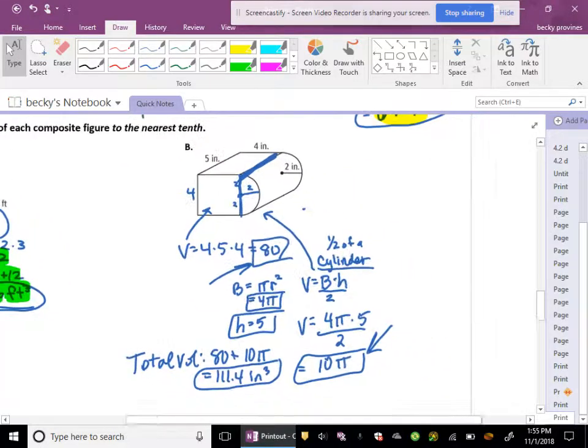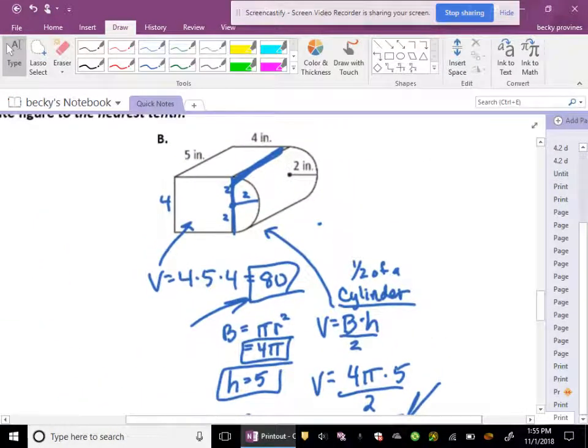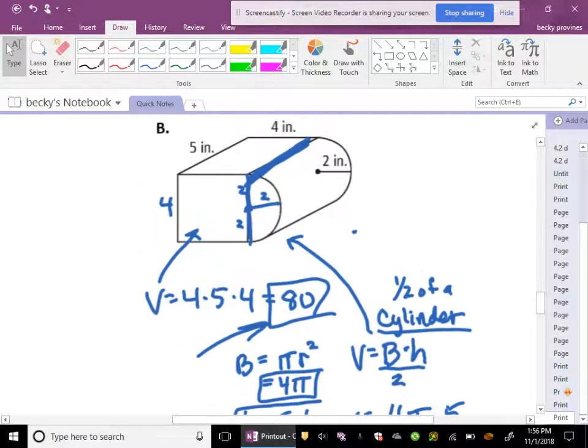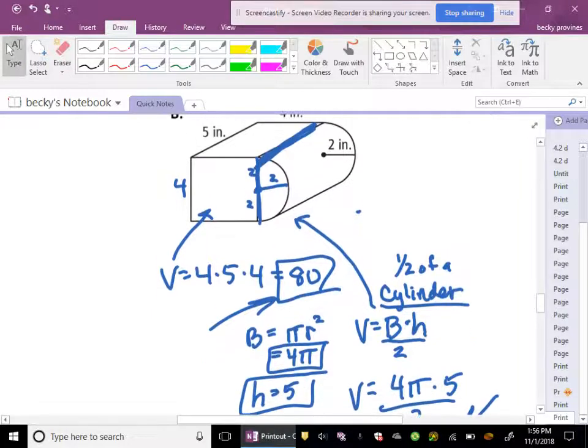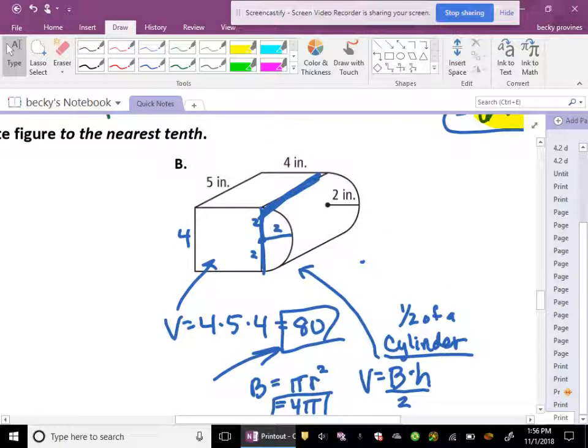Okay, so on this one, we're going to find the volume of the prism on the left, and then on the right, that's half of a cylinder. So we're going to have to do the volume of each individually and then add them together to get your grand volume. Okay, so let's look at the prism. So the one here in green.